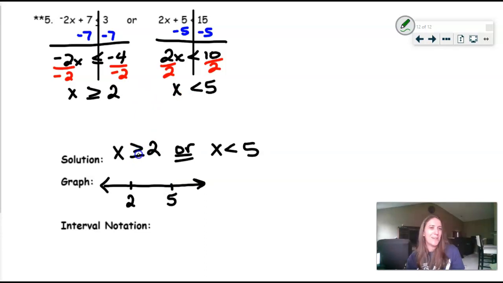It says x is greater than or equal to 2. So that would be like this. So already I'm a little confused. And then this guy says x is less than 5. So that would be like this. And then, yeah. So what's going on, man?